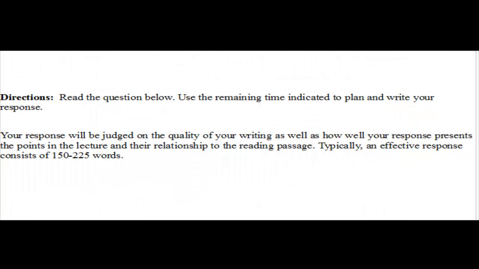Read the question below. Use the remaining time indicated to plan and write your response. Your response will be judged on the quality of your writing, as well as how well your response presents the points in the lecture and their relationship to the reading passage. Typically, an effective response consists of 150 to 225 words.